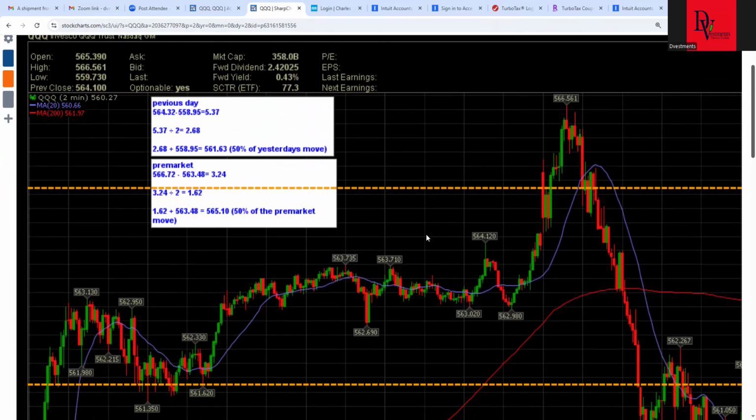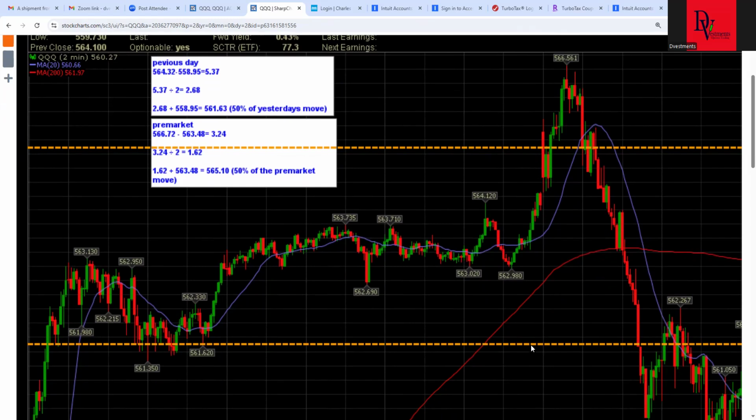So in my mind, I'm thinking if price gets above this 565.10, that's going to be room for a call. If it gets below this 561.63, I'm going to be looking for a put.